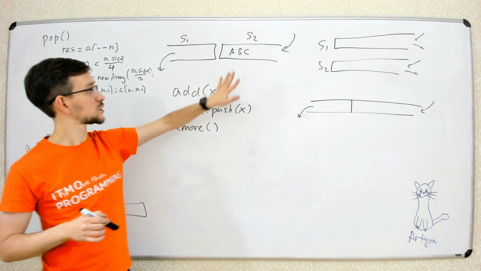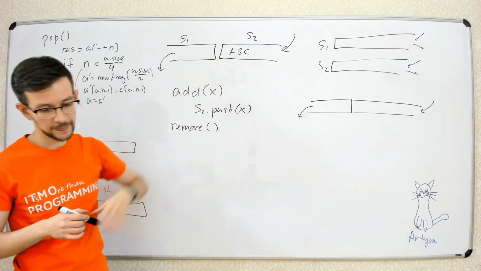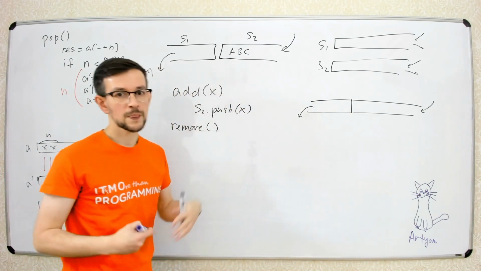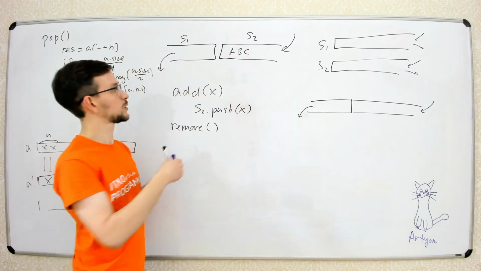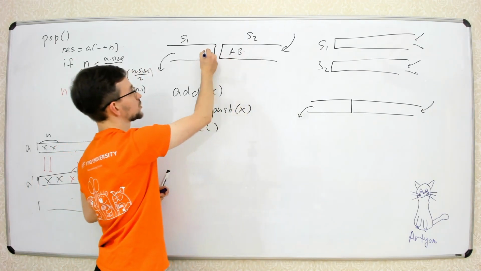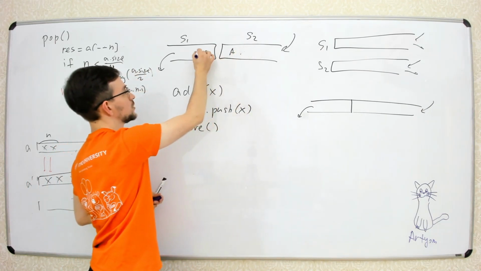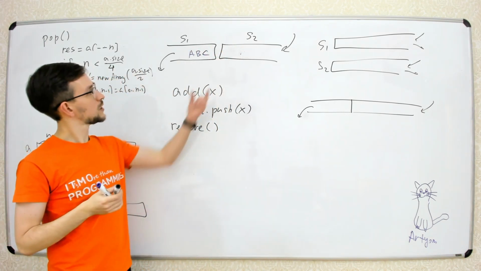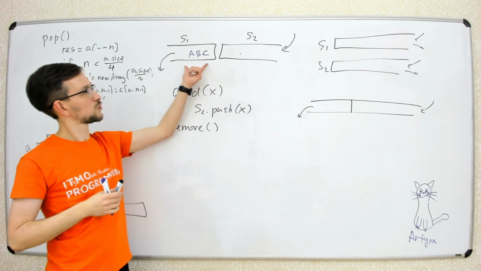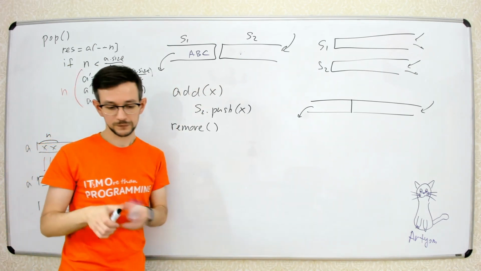Let's just do it. Let's put all elements from this stack to this stack. How to do it? We just pop the elements from stack 2 and push them into stack 1. So we pop element C, push it here. Then pop element B, push it here. Then pop element A, push it here. So we just moved all these elements from this stack to this stack in the correct order.